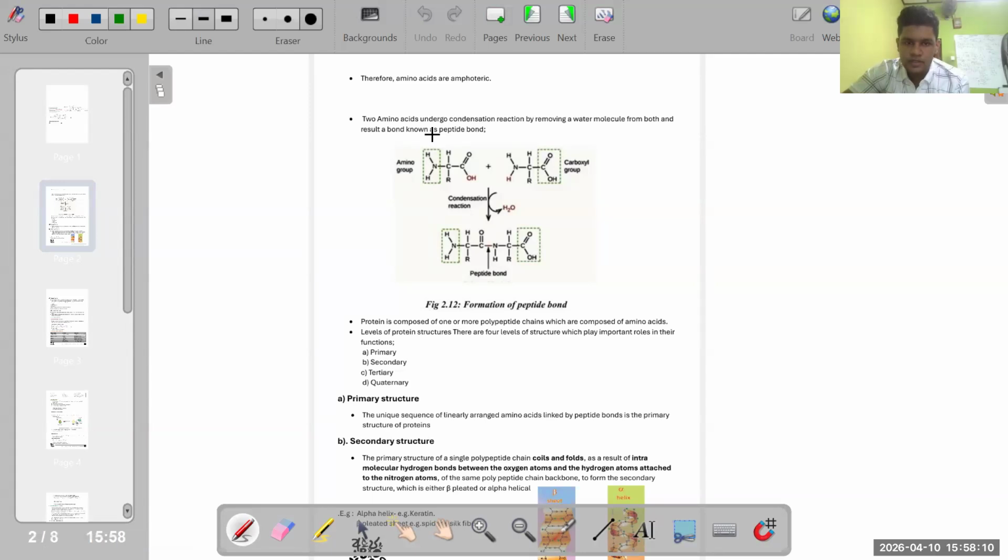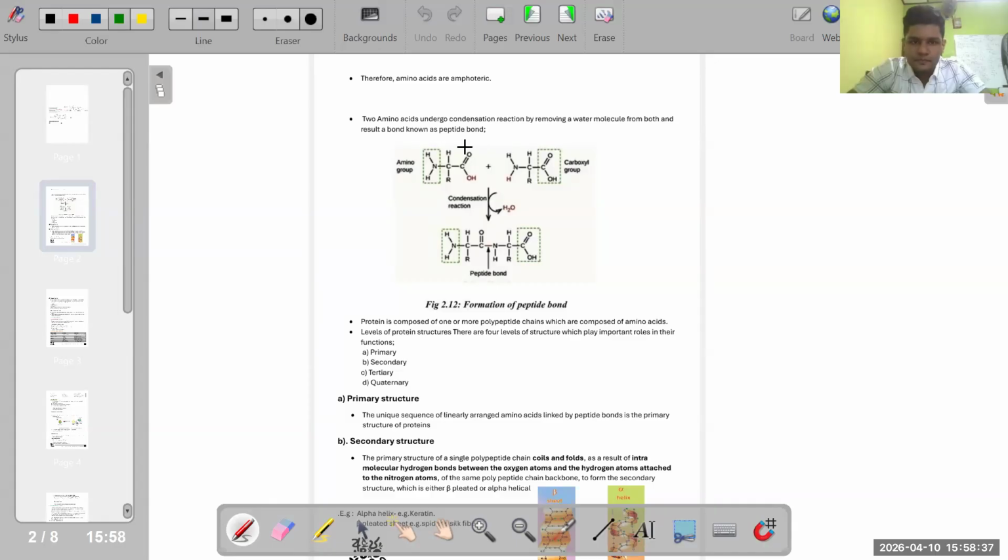Guys, how many? 20. Very good. 20, right? Now this is one amino acid. It should be linked with another amino acid, right? Just think of a chain of pebbles like that. It should be linked. If it is linked, it can form a chain of amino acids to form a protein.